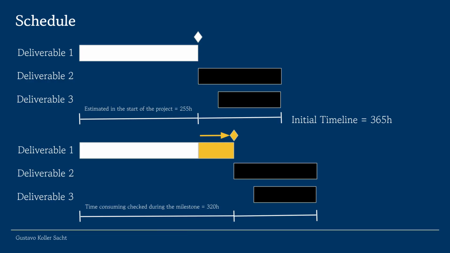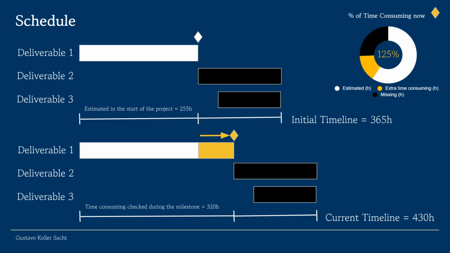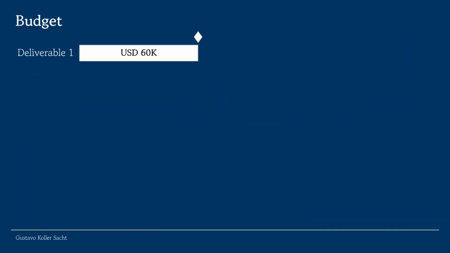Now we estimate the remaining time for the other deliverables to determine the current timeline. By summing the time consumed and the remaining estimated durations, the current timeline is projected at 430 hours. Comparing the current time consumed, 320 hours, to the initial estimated time, 255 hours, we see a 125% increase in time consumption for deliverable 1. Finally, let's analyze the budget baseline.